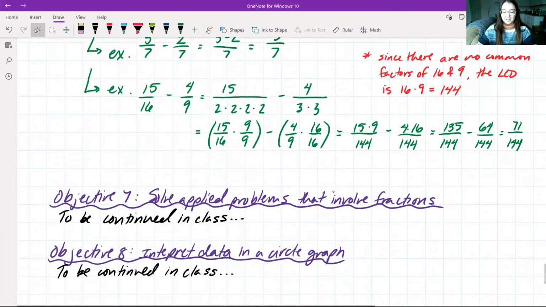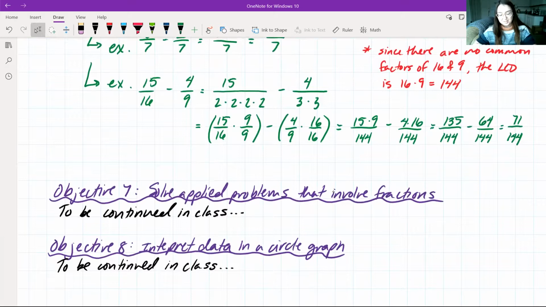All right. Then moving on here, objective 7, which is going to be solve applied problems that involve fractions, and objective 8 is going to be interpret data in a circle graph, are going to be continued in our class tomorrow, which is going to be Tuesday, January 26th. So we will do problems from these sections to complete our objectives, along with other problems that are going to be similar to the ones that we saw here in class today.